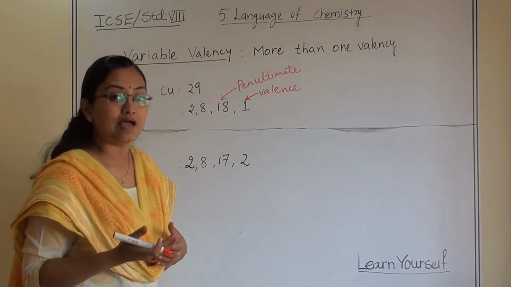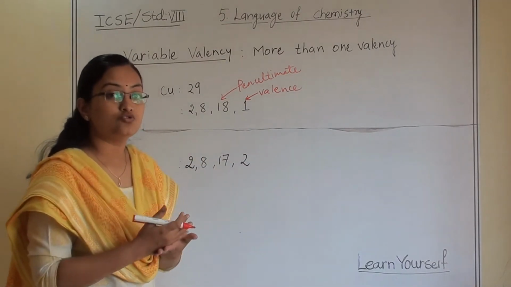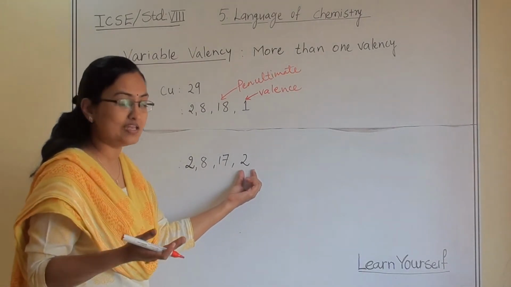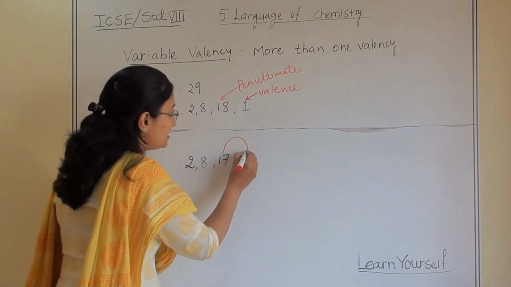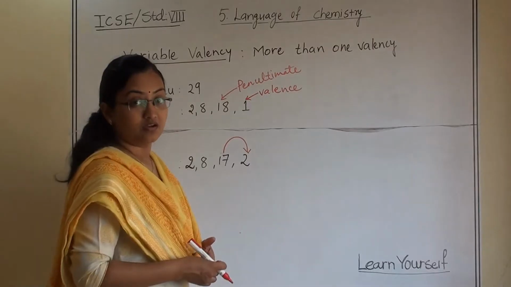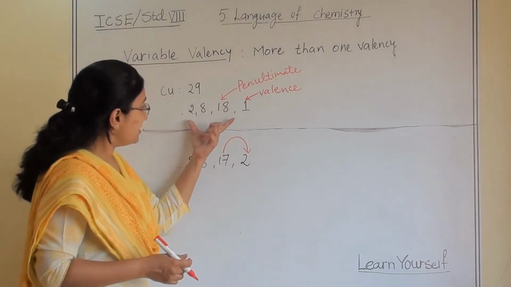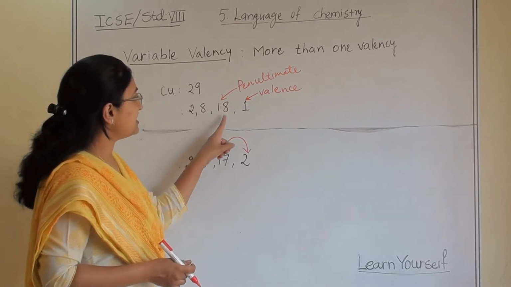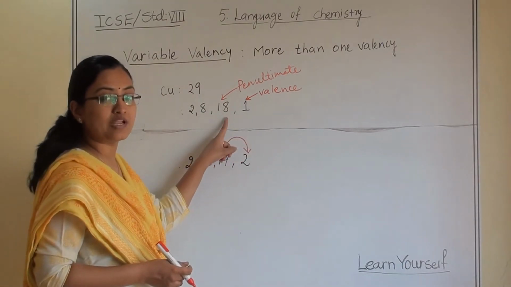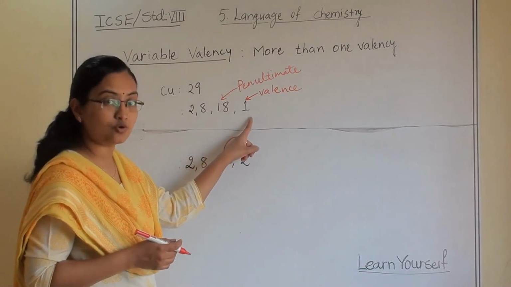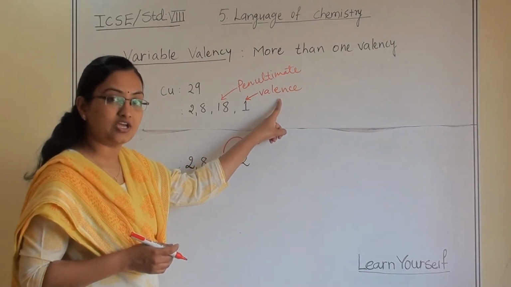So sometimes what will happen to become stable? To make two electrons in the last shell, one electron will jump from the second last shell to the last shell. In the first electronic distribution, it will be 2, 8, 18, 1. This is known as the penultimate shell, that is the second last orbit. This is the last orbit. It is known as the valence shell.